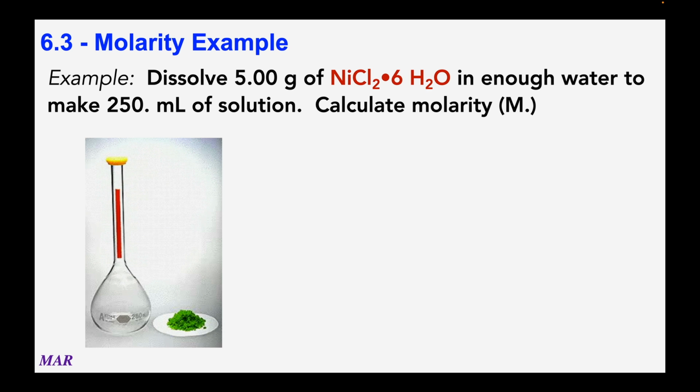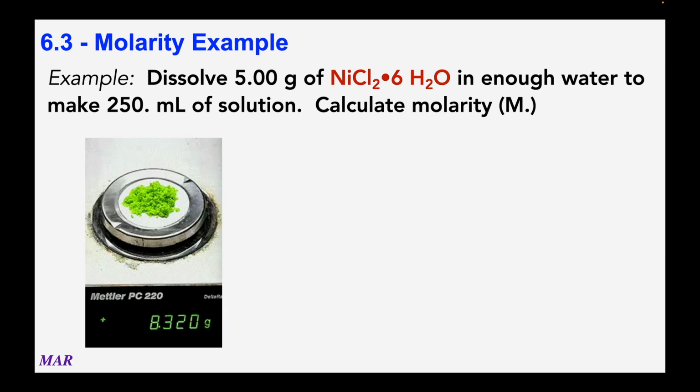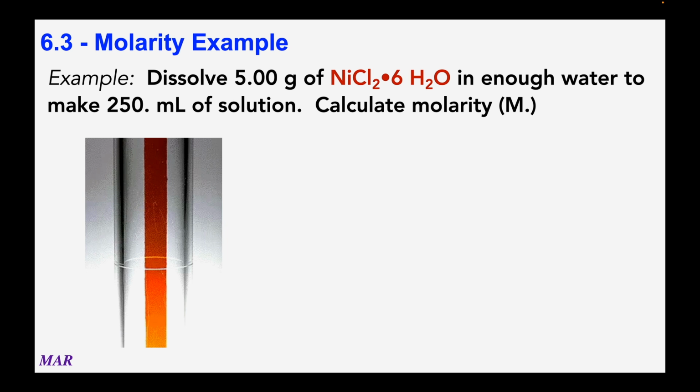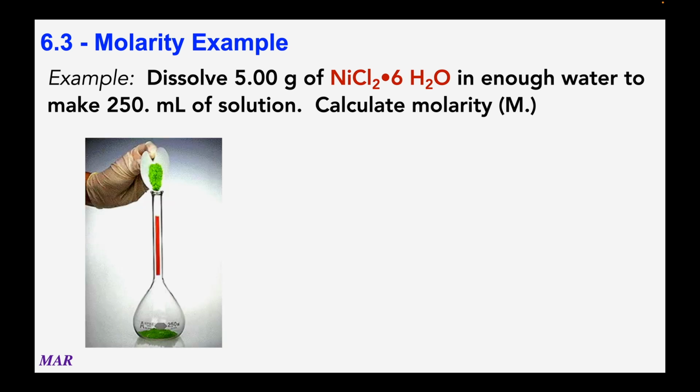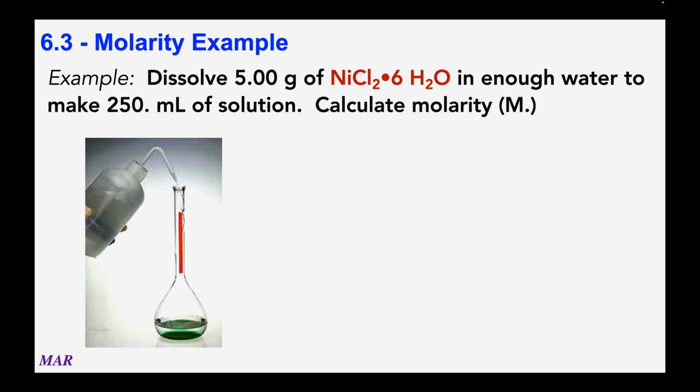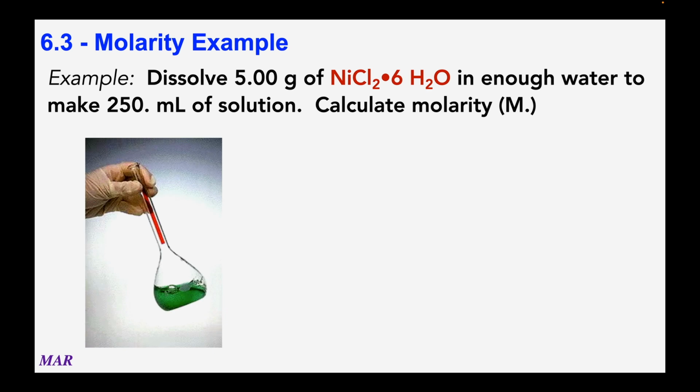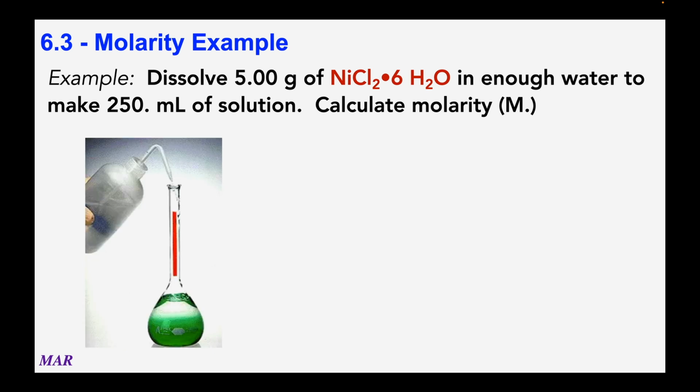To prepare a solution of known concentration, we must first weigh the solute. We need an accurate volumetric flask designed to hold 250 milliliters. We first add the solute to the empty flask. The flask is filled about halfway with water and mixed to dissolve the solute. We add water in stages.